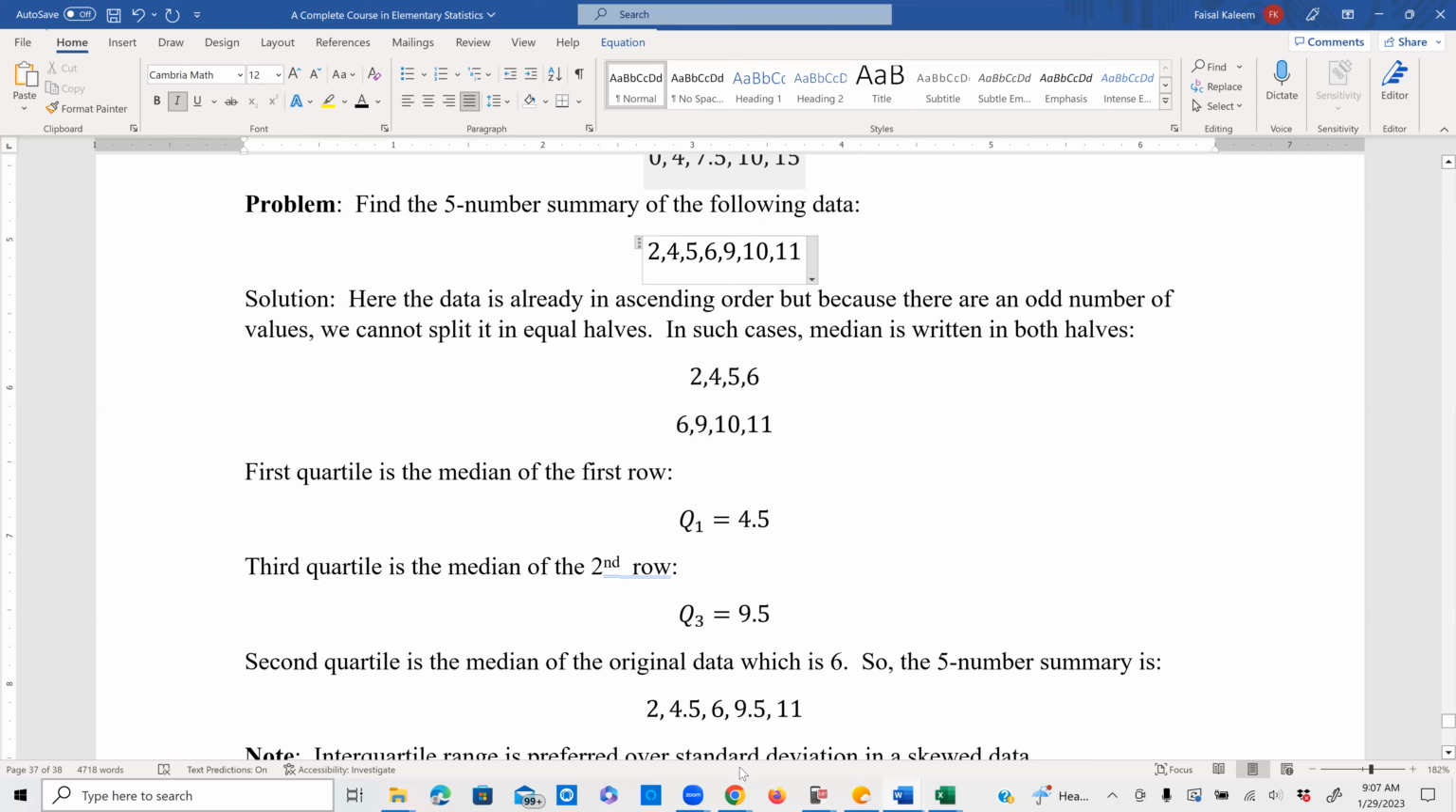So the 5-number summary in this case is minimum, which is 2, then Q1, which is 4.5, then Q2, which is 6, and then Q3, 9.5, and then the maximum, which is 11.